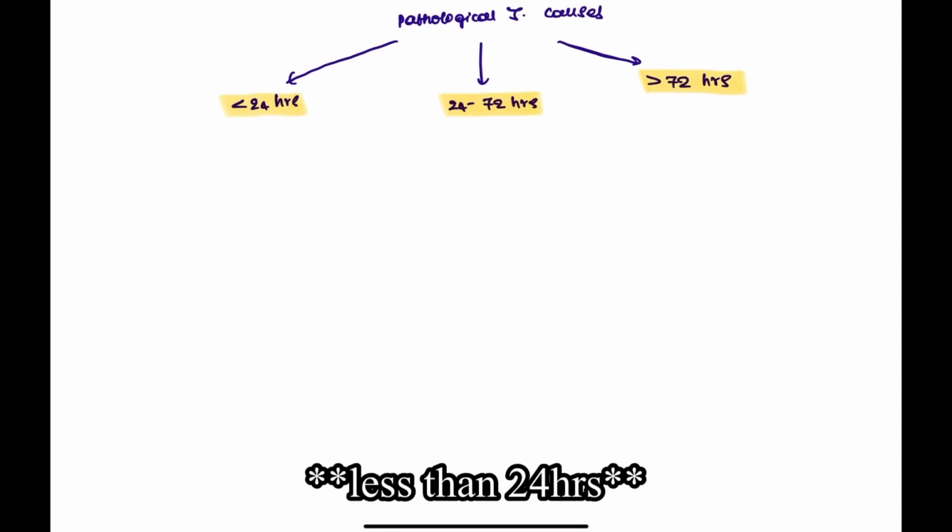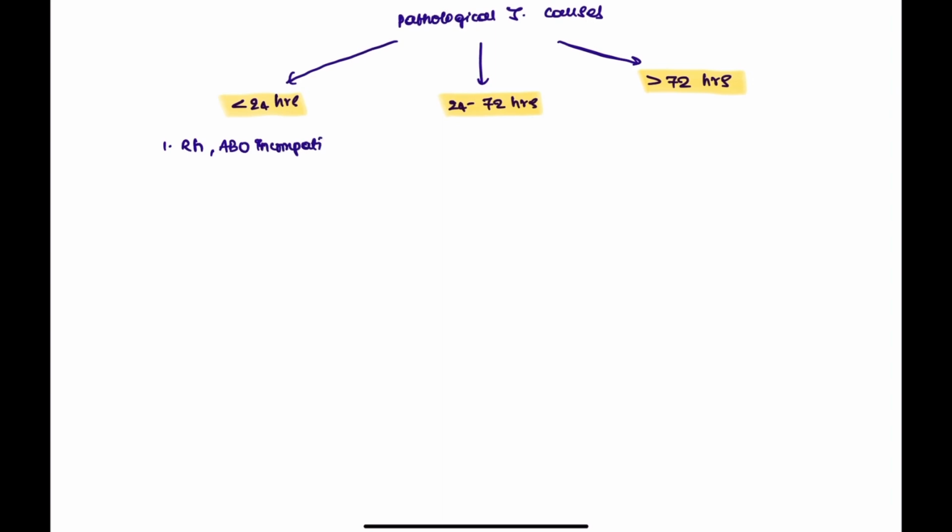So coming to the causes of pathological jaundice, the causes differ according to a timeline: less than 24 hours, 24 to 72 hours, and greater than 72 hours. First, in less than 24 hours, the most common cause is Rh and ABO incompatibility. Second are intrauterine viral and bacterial infections. Third is malaria, and the last one is glucose 6-phosphate dehydrogenase deficiency, that is G6PD deficiency.